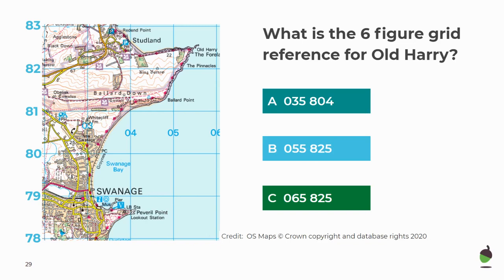Right, did you get B? 03, 04, 05. How many little squares along? Old Harry, here it is, halfway, so 5. Then we're going up the stairs. 79, 80, 81, 82. How many little squares up? There we are, again. Round halfway, so the answer is B, 055825.